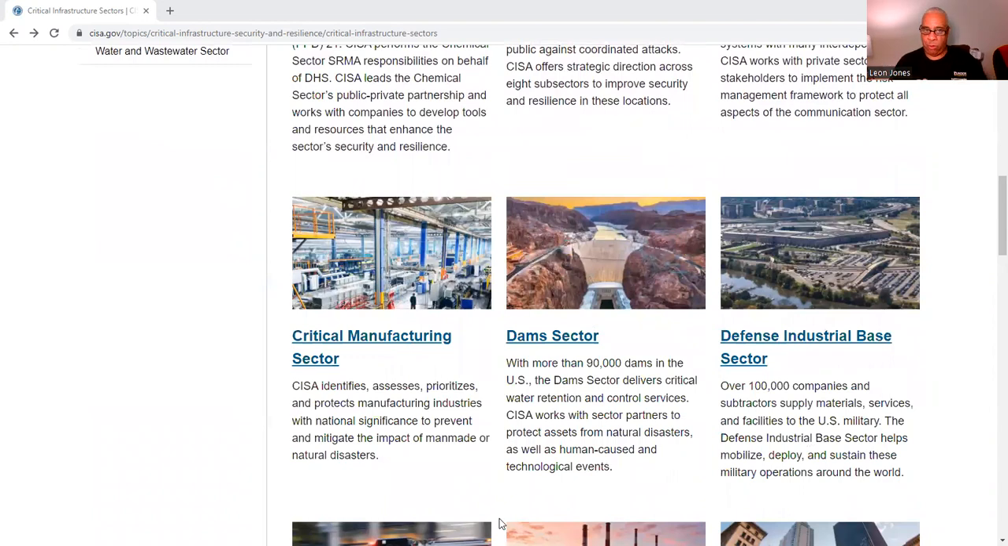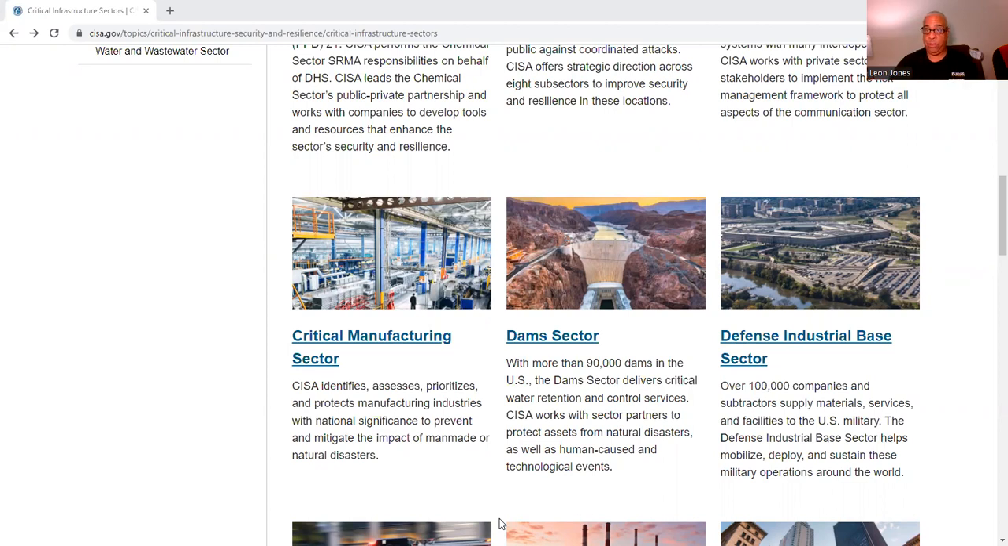Then we get into the critical manufacturing sector. And CISA identifies, assesses, prioritizes, and protects manufacturing industries with national significance to prevent and mitigate the impact of man-made or natural disasters. And we get to the dam sector. In the United States, there are more than 90,000 dams. Now, the dam sector delivers critical water retention and control services. CISA works with sector partners to protect assets from natural disasters as well as human-caused and technological events.